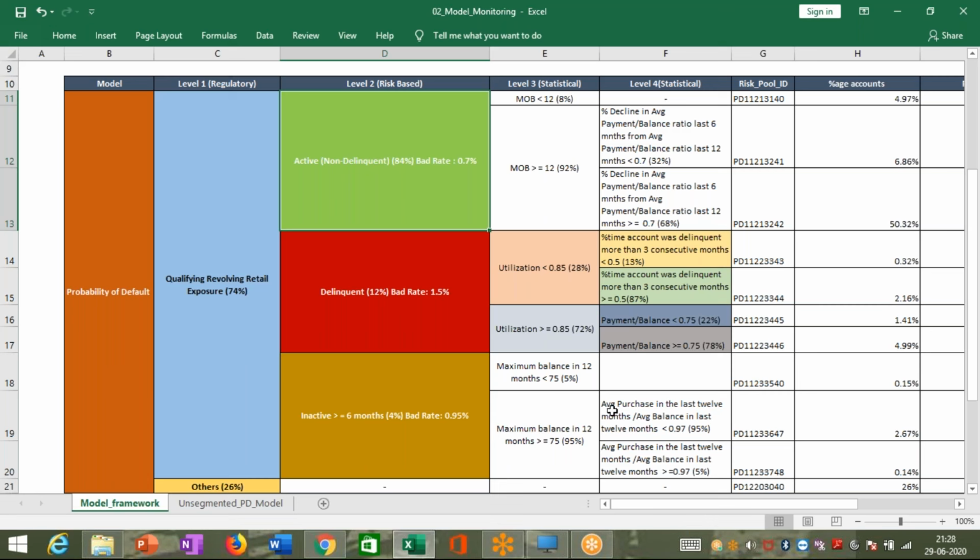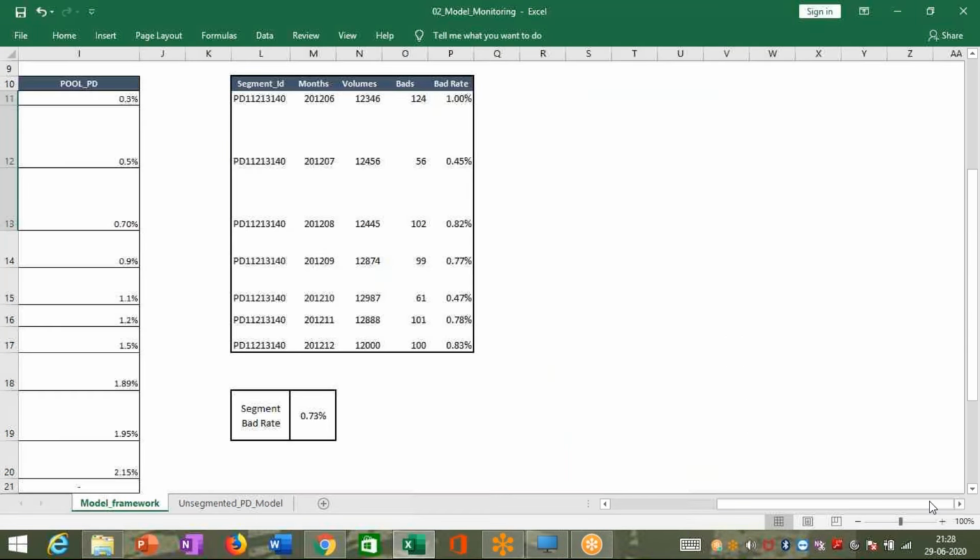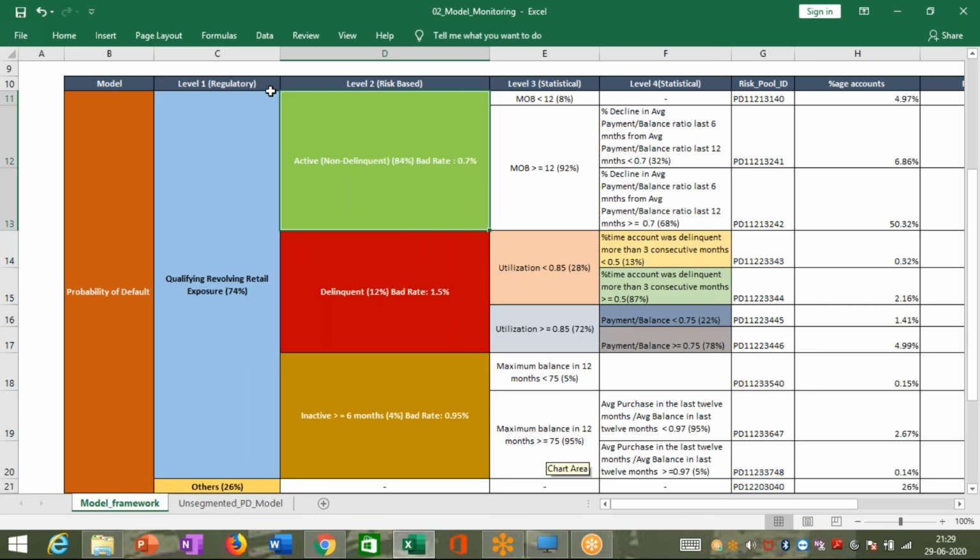So the first thing is the first level of segmentation. As you can see in this model, this was one of the models which I had developed historically. I'll show you how the segmentation model has been built, what the underlying logics are, and how the splits have been done. The first level of segmentation that we have done is the regulatory segmentation. The second set of segmentation is level 2, the risk-based segmentation, and level 3 and level 4 are based on statistical segmentation.